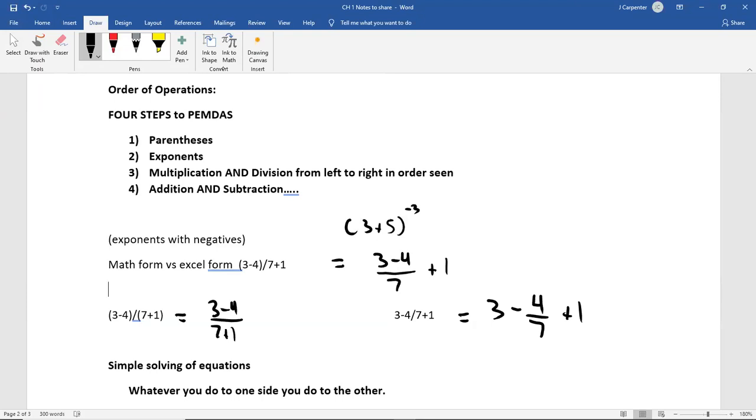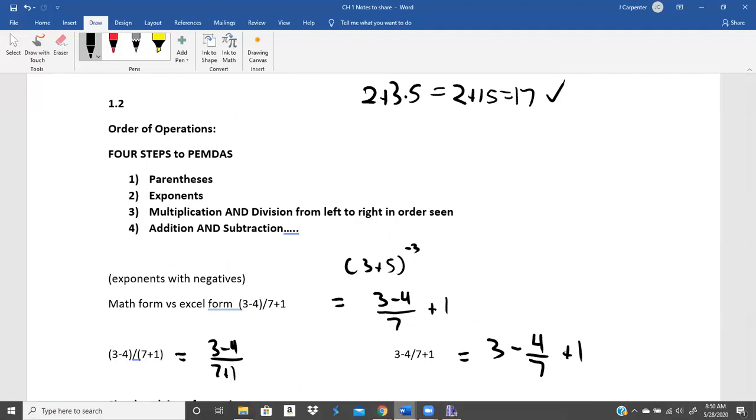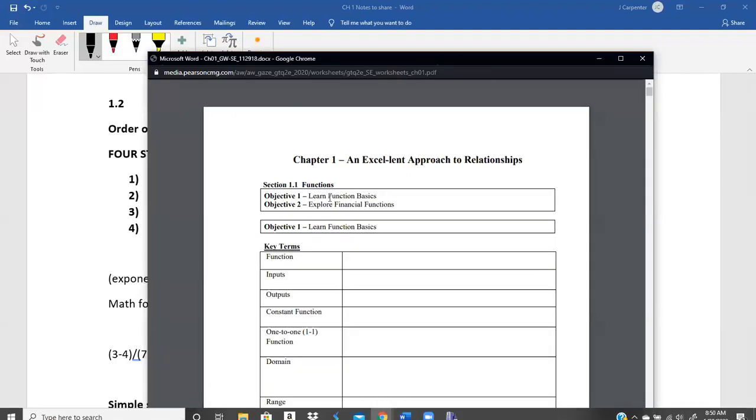And then you'd go through and do your order of operations. Okay. Solving simple equations, we're not going to get to that yet. Let's go back to this.